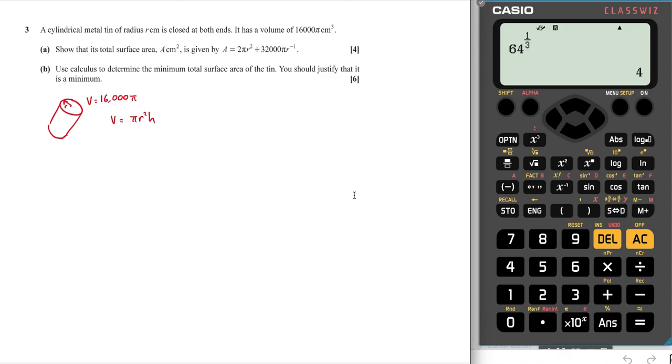Okay, so we know that 16000 pi is pi r squared h. So the pi's are going to cancel out, so 16000 is r squared h. Can't go very much more than that. I do want r squared in my answer, but I don't want any h's in this show that. So let's try and come up with an expression for the surface area.